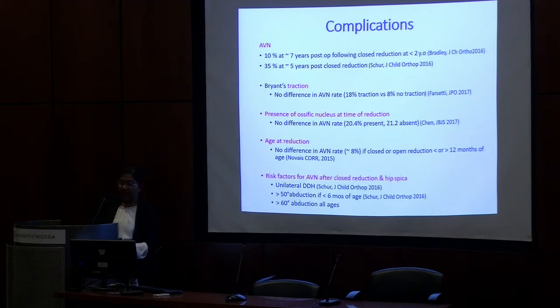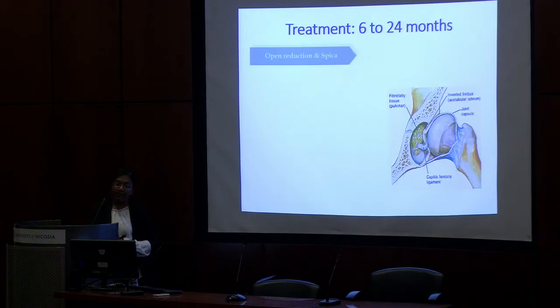So the risk factors that they found for AVN are if they have unilateral DDH versus bilateral, or if you put them in too much abduction in the hip spica cast, especially if they're under the age of 6 months. So what happens if you can't get a closed reduction?